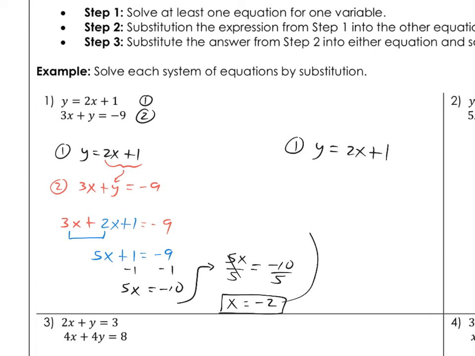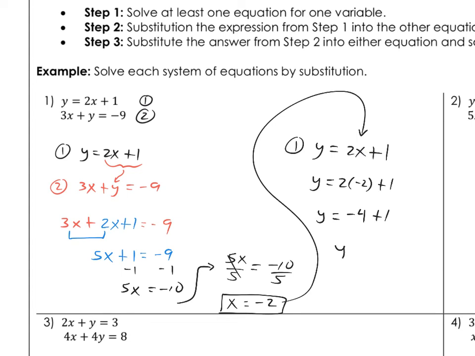So I'll take this negative 2 and substitute it right in here for the x. Now all I do is simplify all the numbers on the right hand side of this equation, and I will end up with my y value of negative 3. So the answer to this problem is the ordered pair negative 2, comma, negative 3.